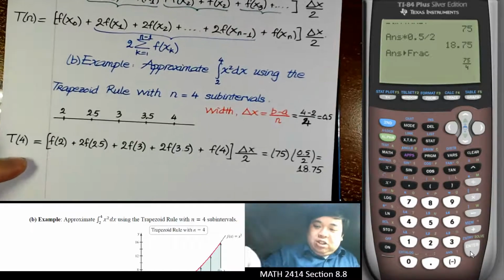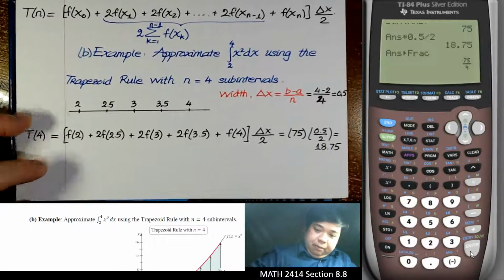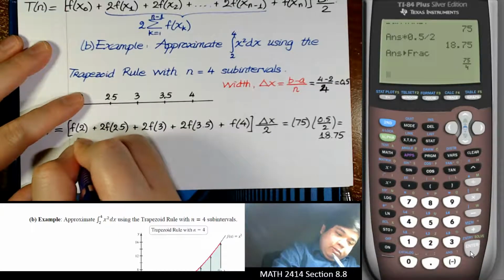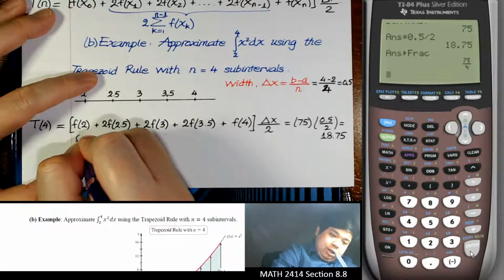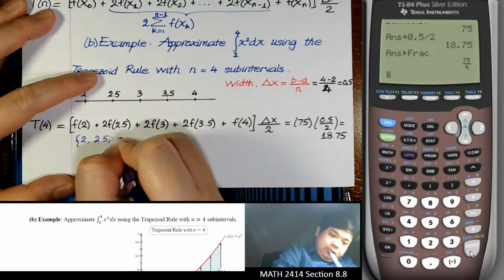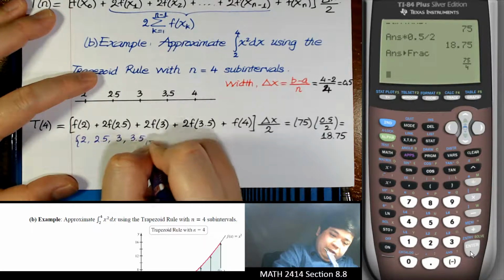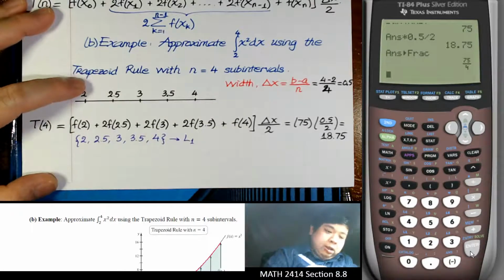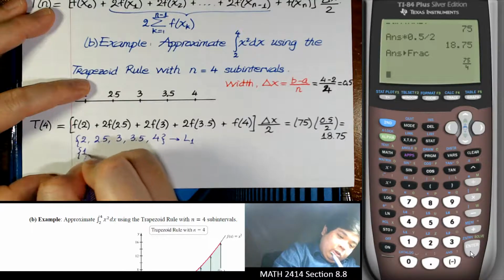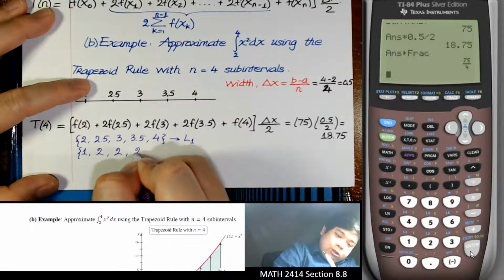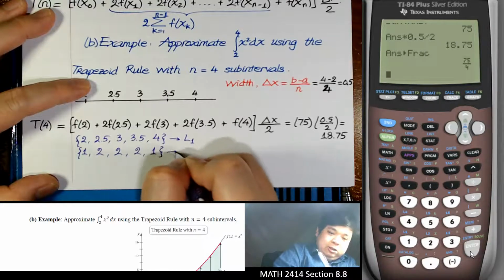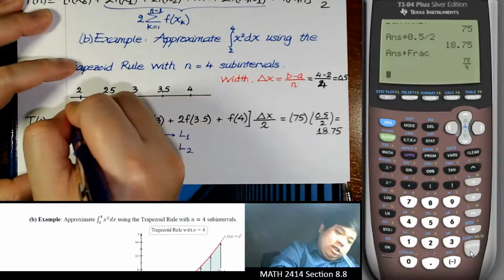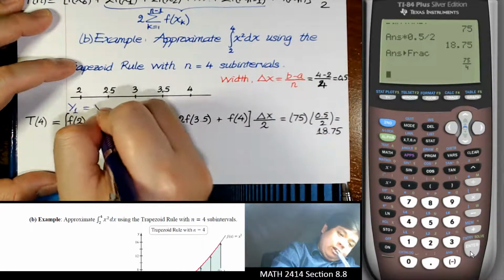Now, okay, let me write down the steps. First, we store 2, 2.5, 3, 3.5, and 4 into list 1. List 2 will be the coefficients 1, 2, 2, 2, and 1. Store into list 2. And then of course y1 we already set is equal to x squared.